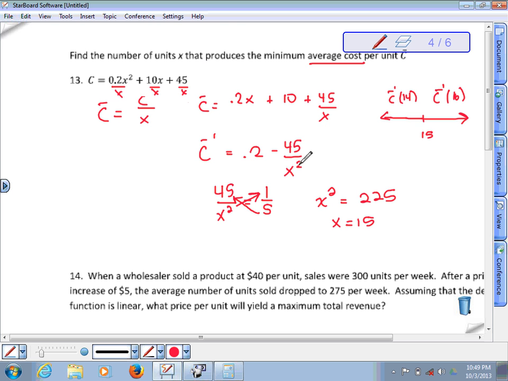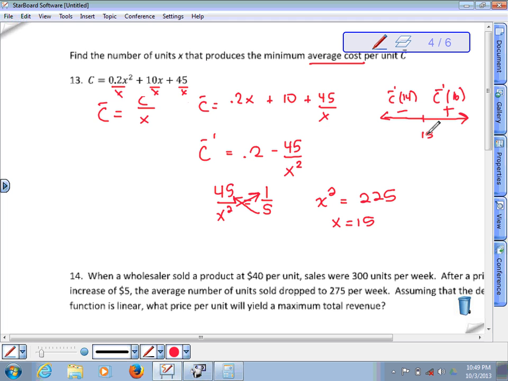So if we plugged in 14 squared at 45 over 196, if you take that from 0.2, that's going to result in a negative value. C bar prime of 16 would result in a positive value. So it means the graph is decreasing on that interval, but now it's increasing on that interval, so it does indeed, this relative extreme here is a minimum.